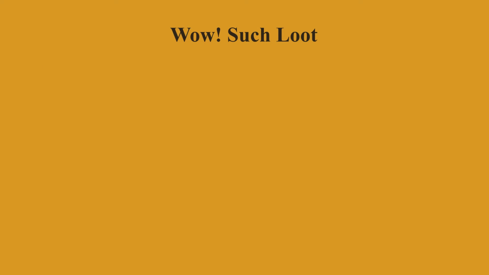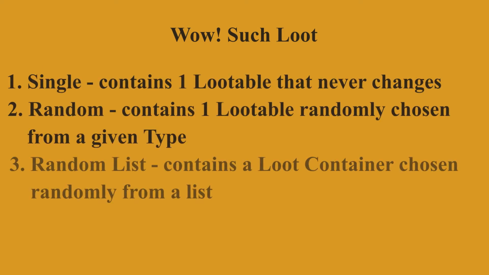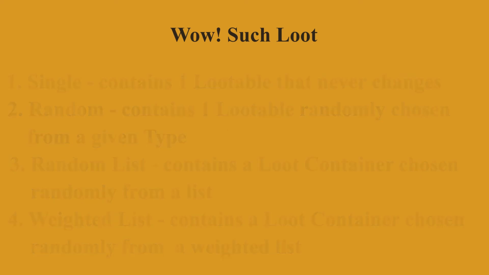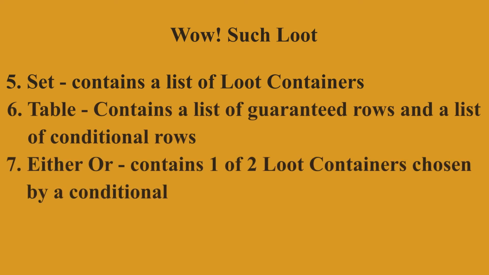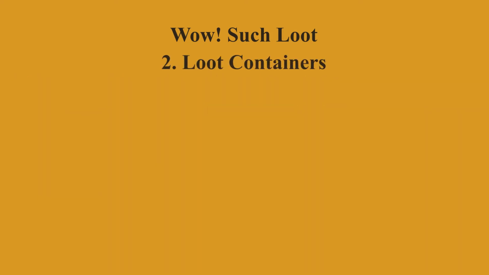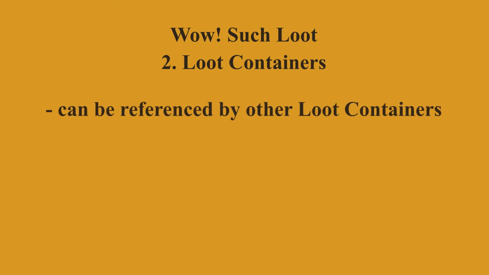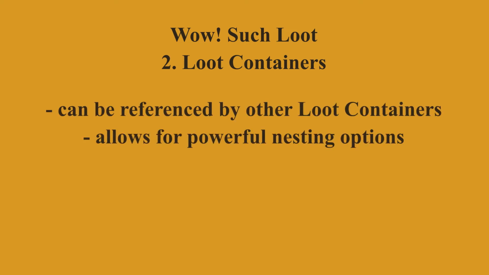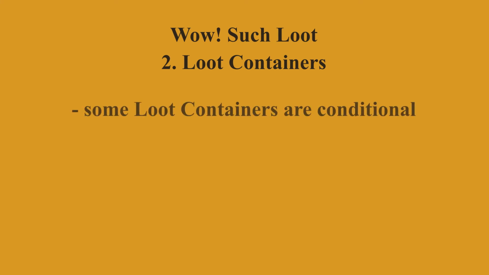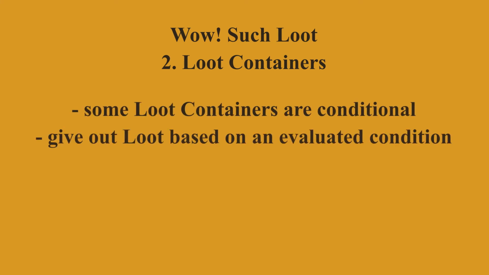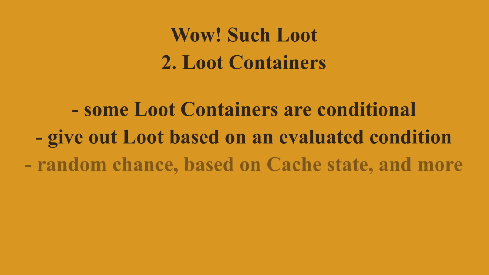The loot system comes with 7 different types of loot containers: single, random, random list, weighted list, set, table, and either or. Each container can be referenced from any other container, leading to powerful nesting options. You can also easily create your own container types by deriving from the scriptable loot container class. Some loot containers have conditionals. Conditionals can be used to give out different loot based on a given condition, such as random chance or how many lootables are already in the player's cache.